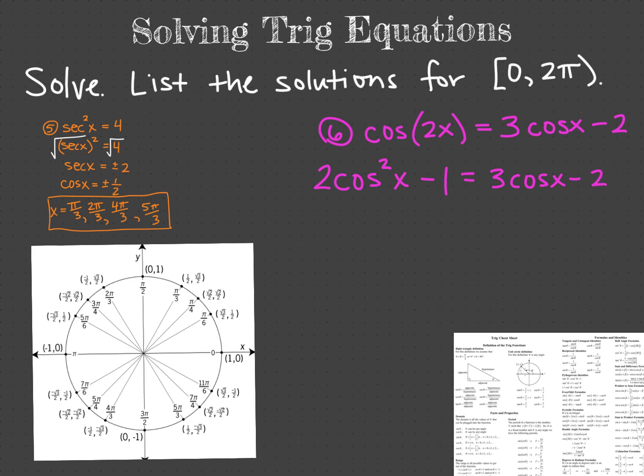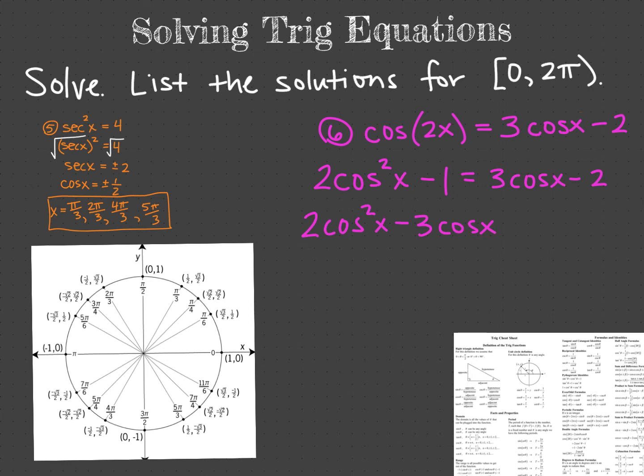Now, what we have is a cosine squared, a cosine, and some constants. Let's get everything to one side because we have a quadratic. So we are going to subtract 3 cosine of x from both sides, and we're going to add 2 to both sides, getting everything to the left-hand side, because we want to set this to 0, because that is how we solve a quadratic. So we'll have minus 3 cosine x.